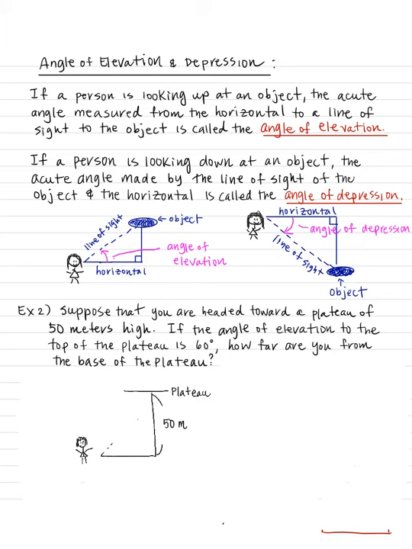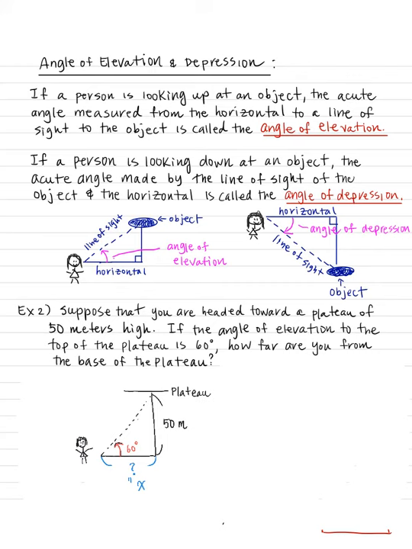Let me draw this triangle. This is going to be our angle of elevation of 60 degrees. Let me change the color so you see it better. This angle is 60 degrees. The question is, how far are you from the base of the plateau? So basically, what is the distance from here to here? That's what the question is asking. Let's call this missing length x.